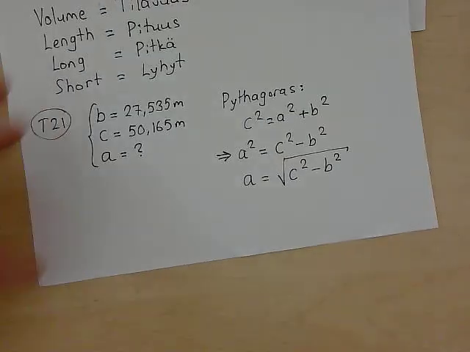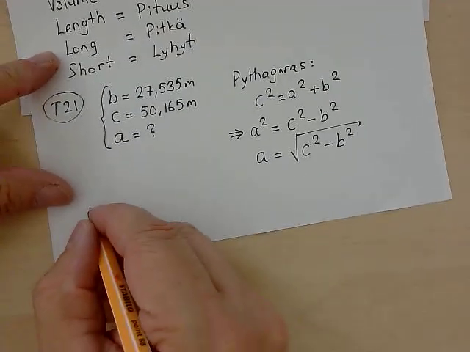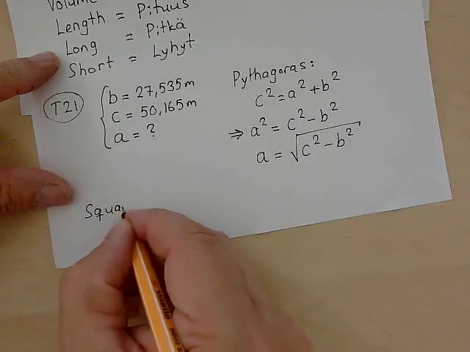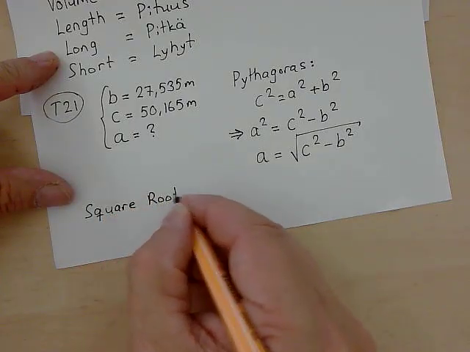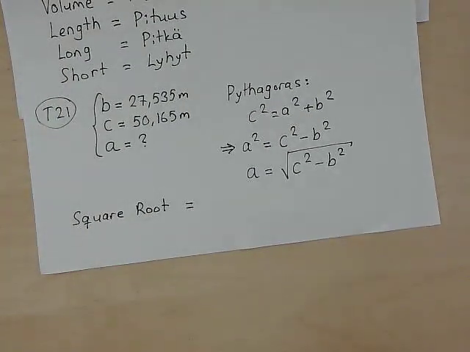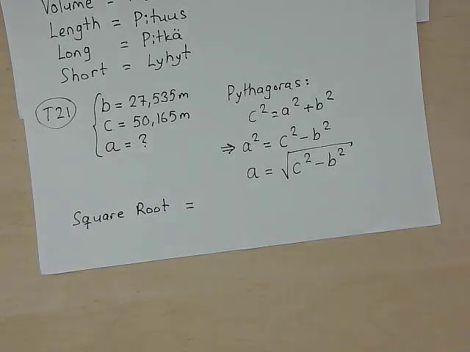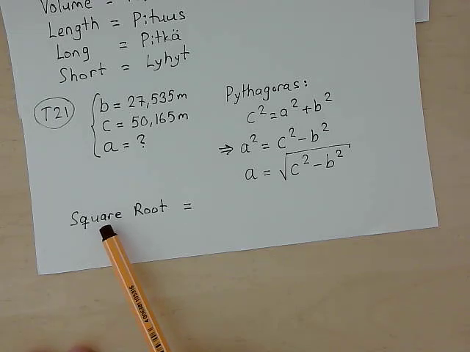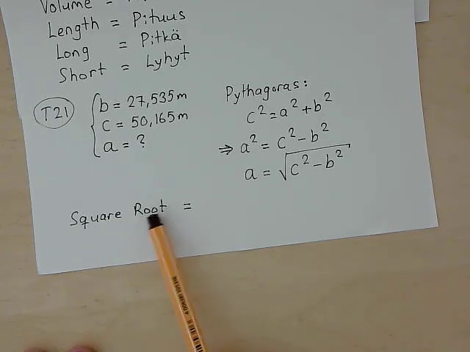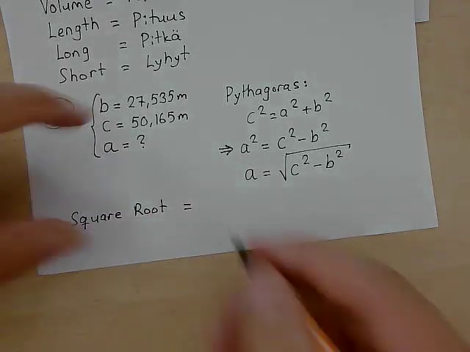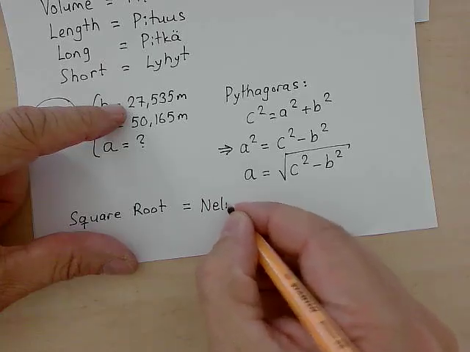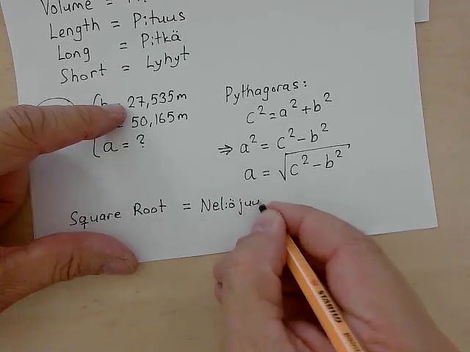This word here, square root, square and root, is actually a straight translation in Finnish. Square is the same as neliö and root is the same as juuri. So it is neliöjuuri, but it is one word, neliöjuuri.